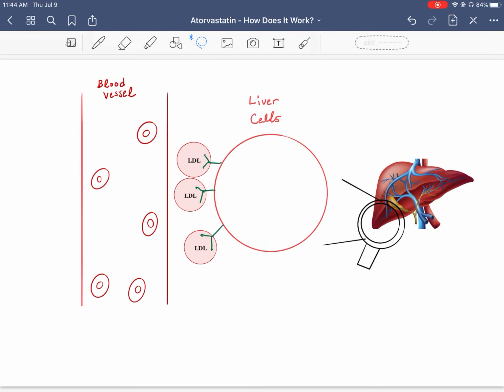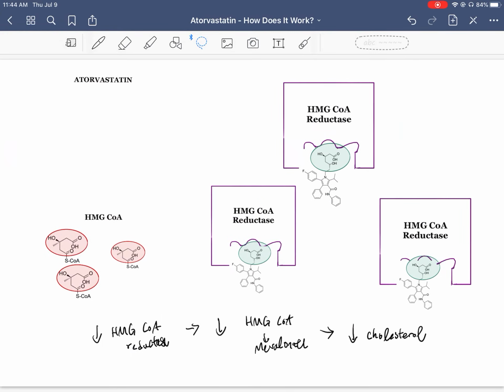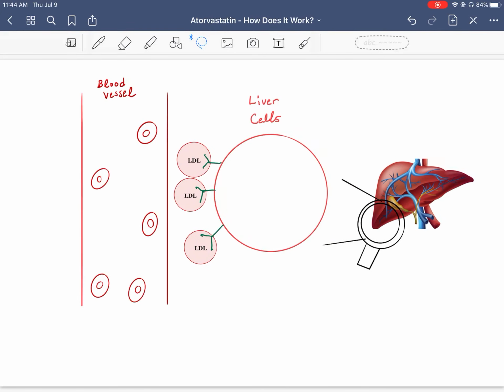Thus, with the action of atorvastatin blocking the HMG-CoA reductase, thus reducing the production of mevalonate from HMG-CoA, thus reducing the production of cholesterol and increasing the intake of LDLs from the bloodstream by liver cells, these all work to help lower the overall cholesterol in our body.